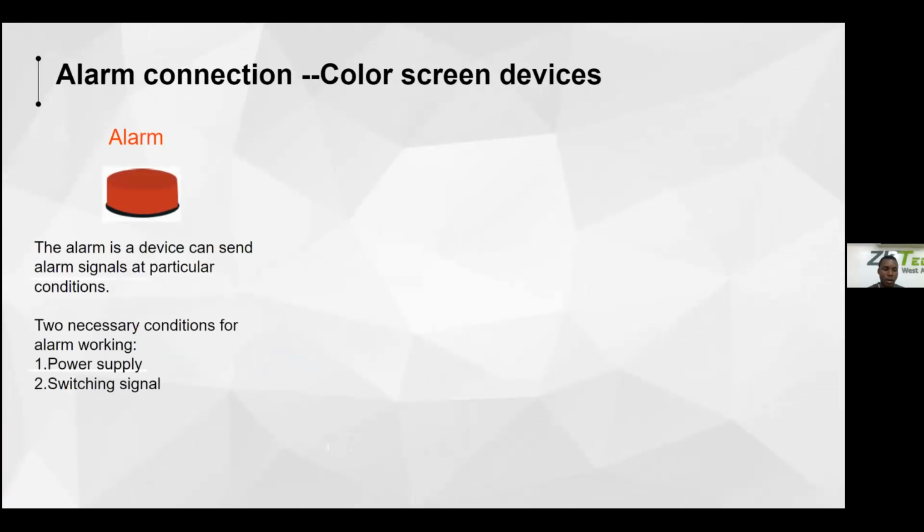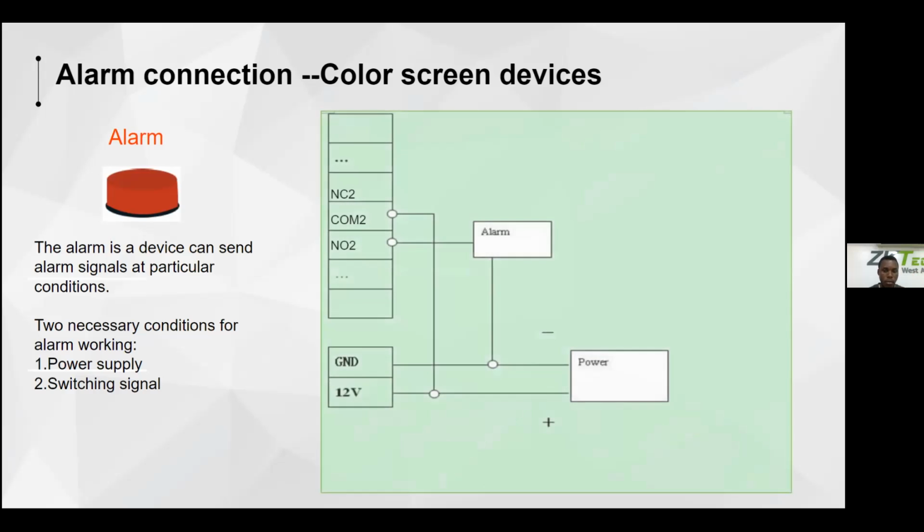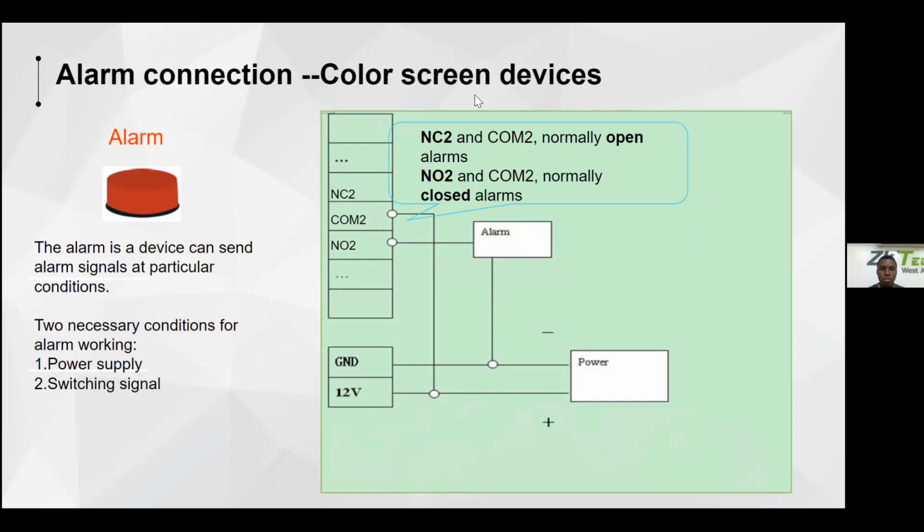Alarm connection. Now let's look at our alarm connection. The alarm is a device that can send an alarm signal under a particular condition. Two necessary conditions for the alarm working are power supply and a switching signal. So this is how the connection is done on our power supply. NC2 and COM, normally open alarm, then NO2 and COM2, normally closed alarm. And then what this alarm, okay.